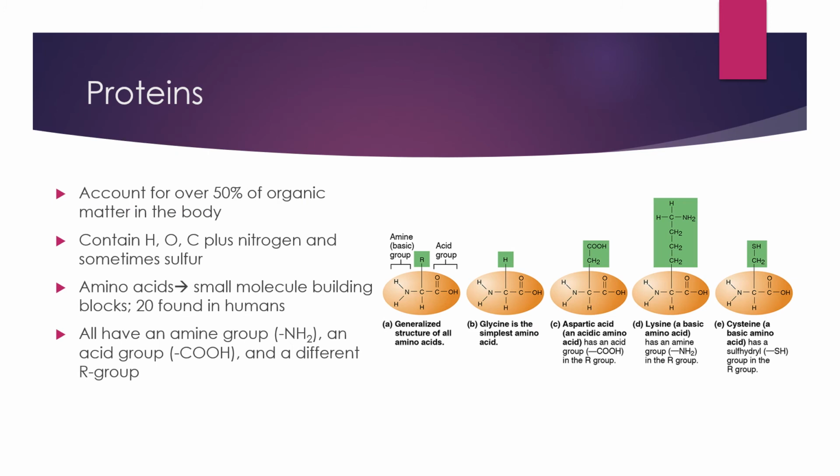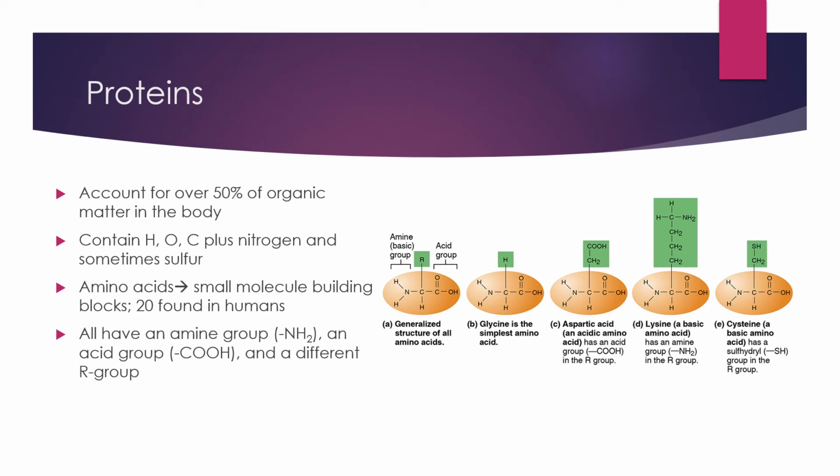The next organic compound, proteins. So this accounts for over 50% of organic matter in the body. It contains hydrogen, oxygen, and carbon, just like the others, but plus nitrogen and sometimes sulfur. So small molecular building blocks are called amino acids, and there are 20 different amino acids found in the human body. All have an amine group, an acid group, and a different R group. So your R group is what's going to differentiate the different functions of the amino acid.